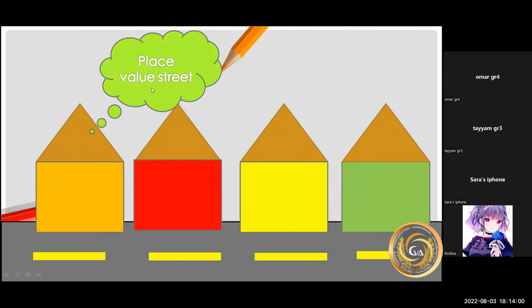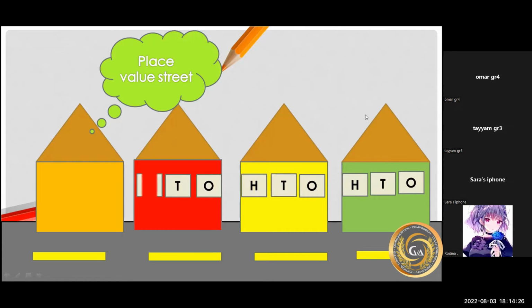Again, welcome to Place Value Street. In Place Value Street, how many houses do I have here? 4 houses. What about houses here? I have only 3 numbers inside each house, so I have 3 rooms. What about rooms? Ones, tens, hundreds. Ones, tens, hundreds. Okay, and now ask the first house.